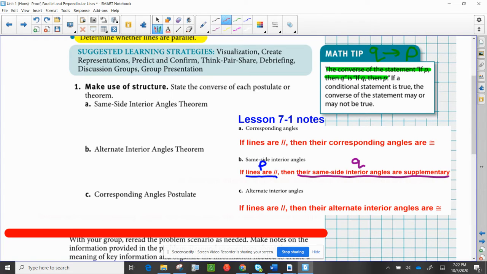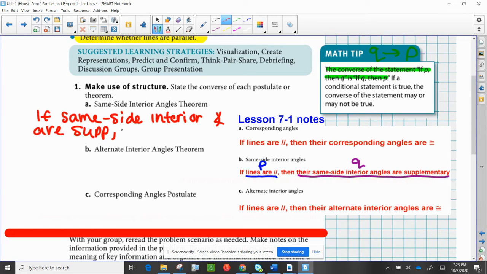If we swap the order around for those, then we would have to say something along the lines of, if we have same side interior angles that are supplementary, then the lines are going to be parallel. Okay, so that's the converse. We just reverse the order there. If we have same side interior angles that are supplementary, we can prove that we have parallel lines.